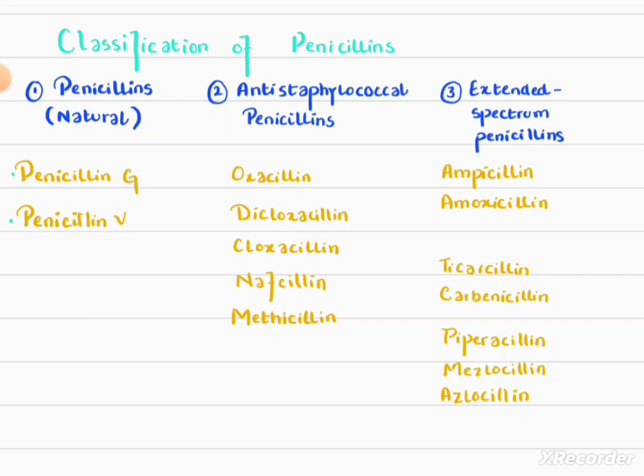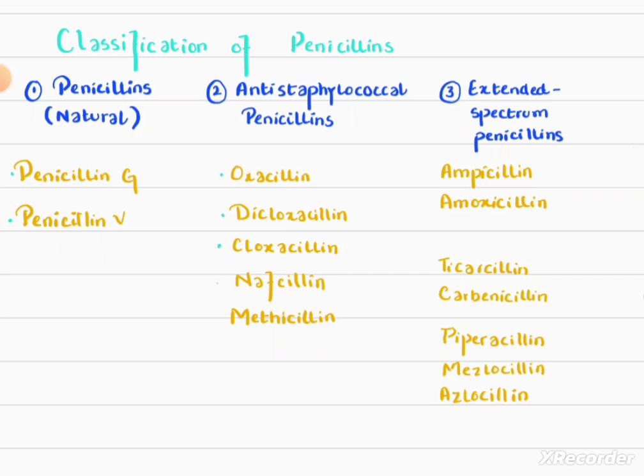Now the second class is called the anti-staphylococcal penicillins because they have activity against staphylococci and streptococci as well. The drugs in this class are oxacillin, dicloxacillin, cloxacillin, nafcillin, and methicillin. So these are the 5 drugs that come in the anti-staphylococcal penicillins. They have activity against staphylococci, as the name indicates, and they have activity against streptococci.